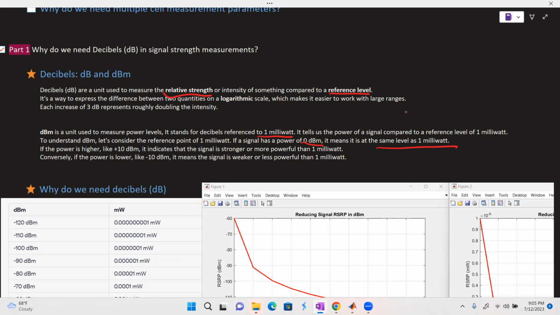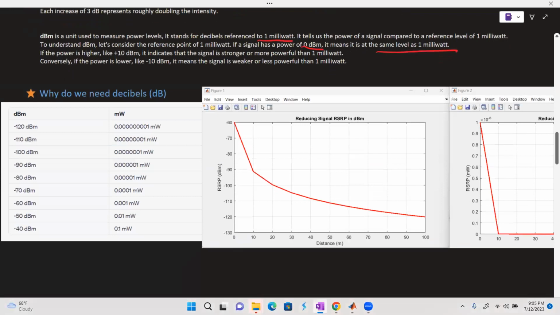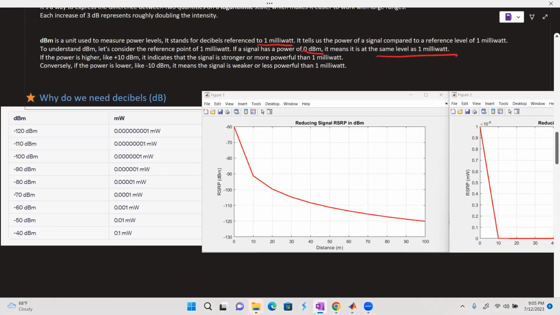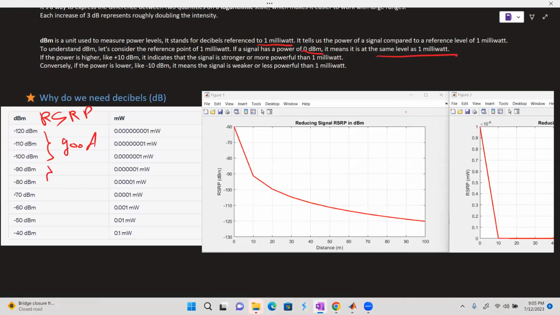Now, why do we need dBm? What is a logarithmic scale? That's what I'm going to try to cover here. So, why do we need decibels? If you see on the left here, these are nothing but the RSRP measurements that are actually present in 5G systems. All of these values are what you will see if you open up your phone and are able to see the RSRP measurements that it does. The top ones are good signal strength, these ones are okay, and these ones are poor conditions. But all of these are real RSRP values.